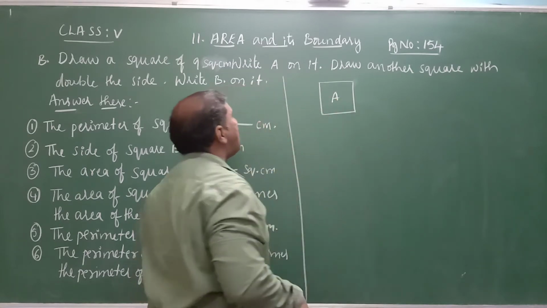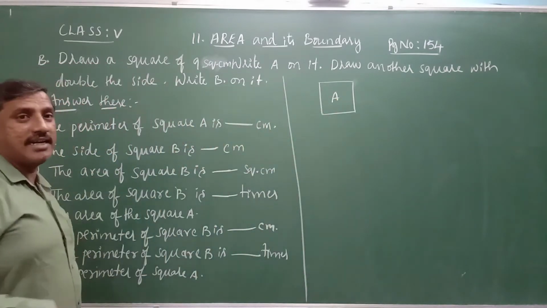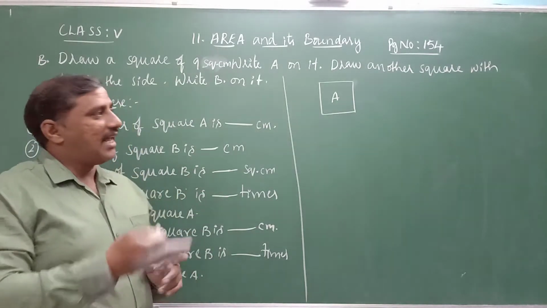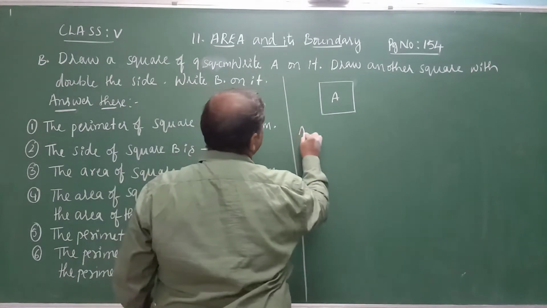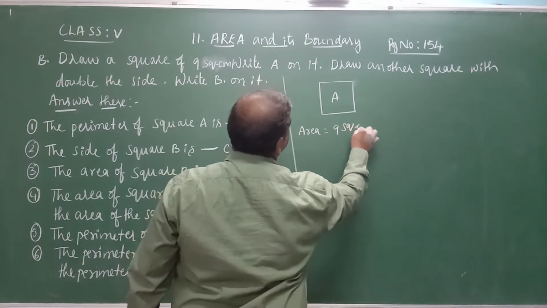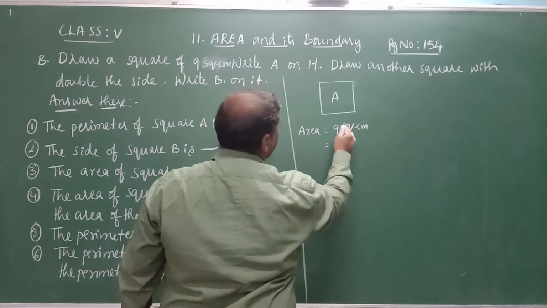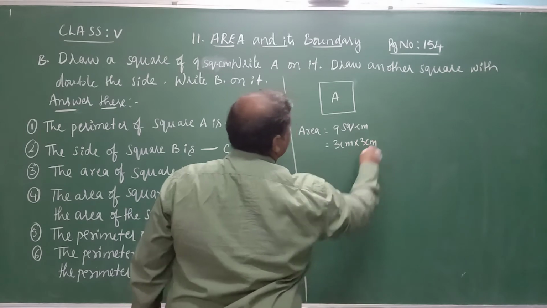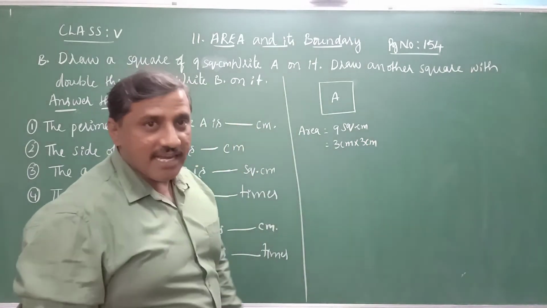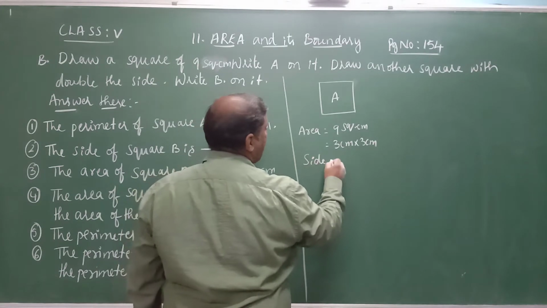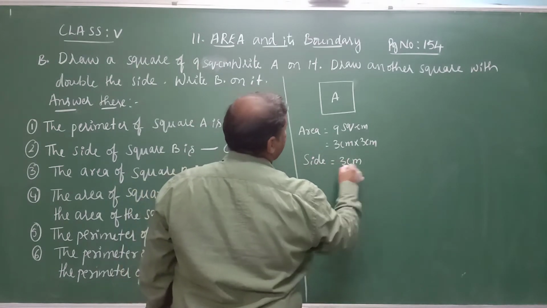So what is this area? It is 9 square centimeters. Then how much will its side be? Area is given for this. Area is equal to how much? It is 9 square centimeters. So 9 square centimeters is 3 centimeters into 3 centimeters. Do you agree? Yes. Therefore, side is equal to how much for side of square A? It is 3 centimeters.